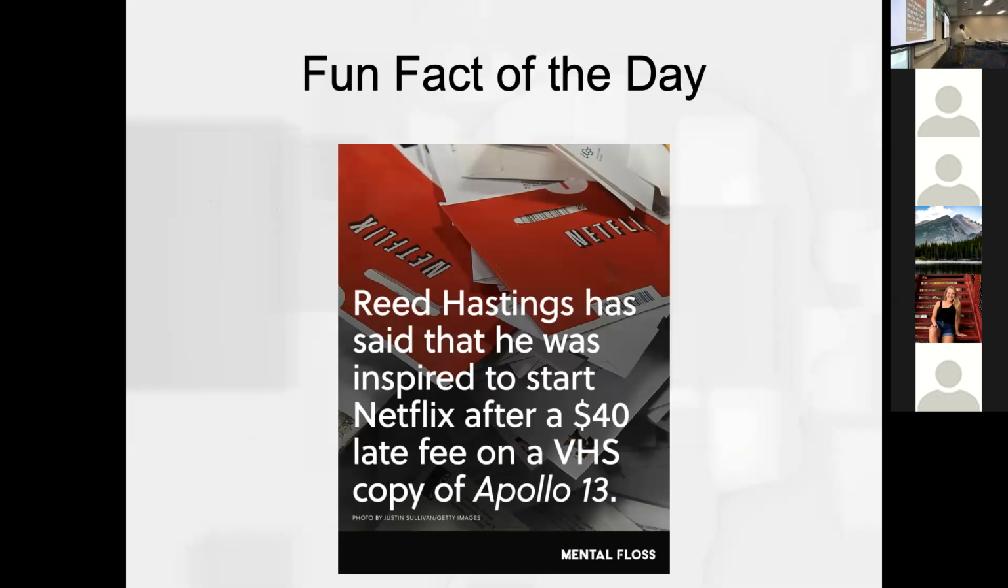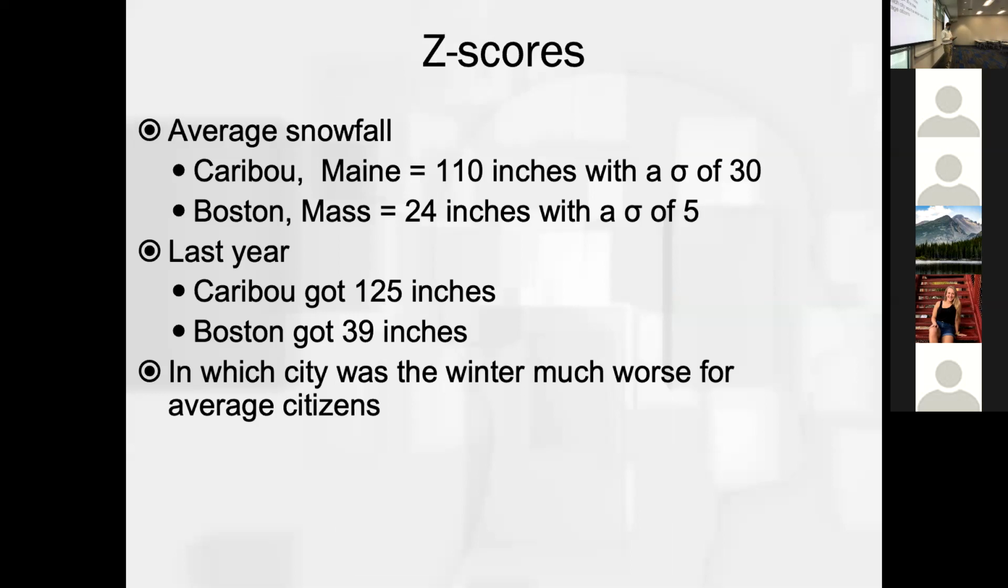I always love those kind of butterfly effect things. Okay, what if there even was no Apollo 13? Would we then have no Netflix? Or what if he turned in his VHS copy on time? Yeah, or what if he decided to just not go to Blockbuster that night? Yeah, exactly. That's pretty cool. I mean, we just have to live. The worst. Just kidding.